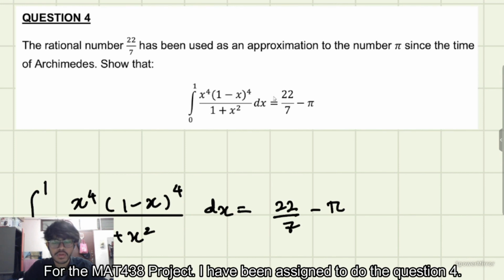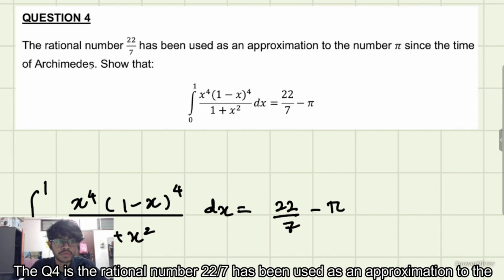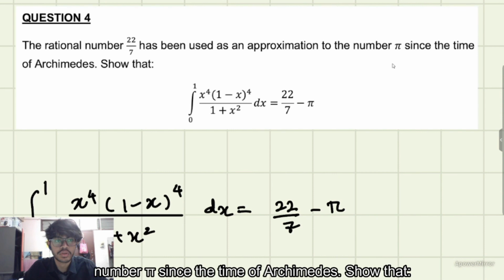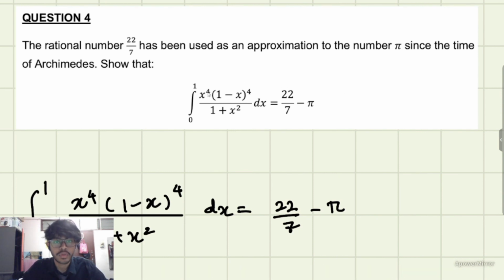For the Mat project, I've been assigned to do the question 4. So the question 4 is, the rational number 22/7 has been used as an approximation to the number pi since the time of Archimedes. Show that the integral of x to the power of 4 times (1 minus x) to the power of 4 over 1 plus x to the power of 2 dx with the limit of 1 and 0 equal to 22/7 minus pi.